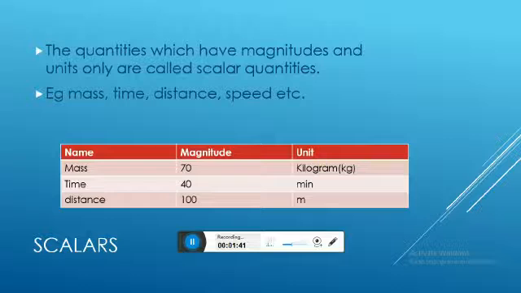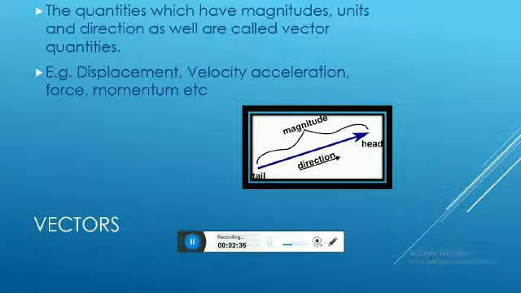Time. If I ask you a question, what is the time duration of the physics class? Your answer will be that the time duration of our class is about 40 minutes. So 40 is the magnitude of the quantity, which is time, and minutes is the unit of time. Later on, if I ask you to move 100 meters on the ground, 100 is the magnitude and meter is the unit of the term distance, because it has no direction. So the conclusion is all those quantities which have magnitude and unit only are scalars.